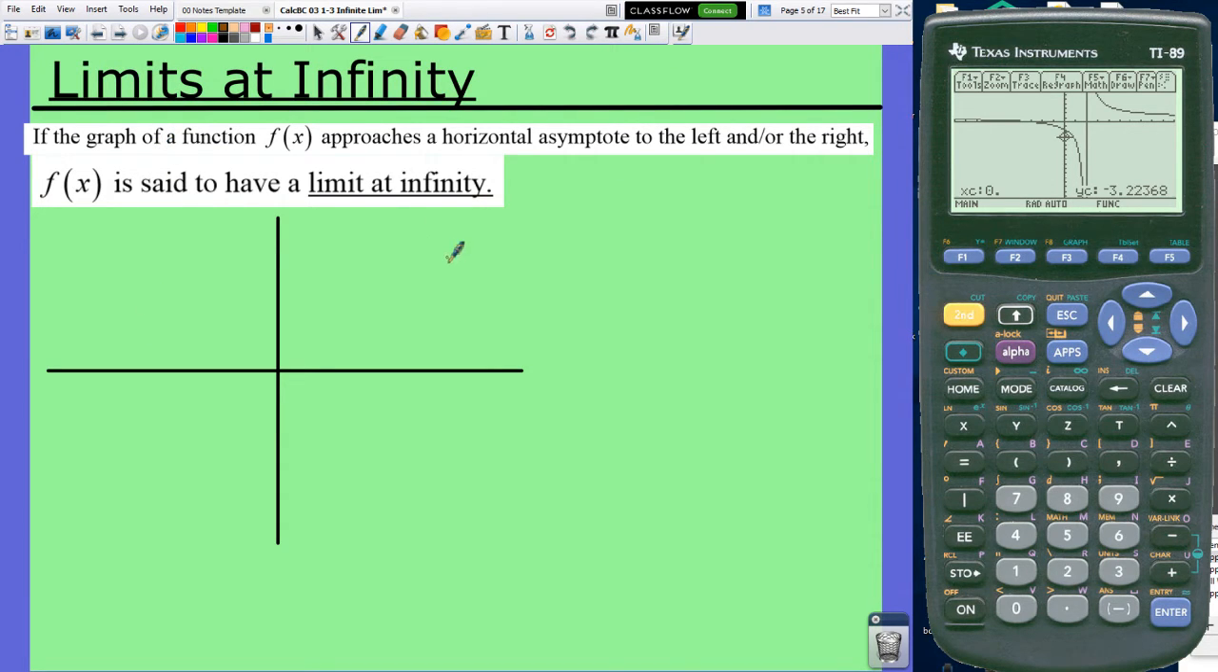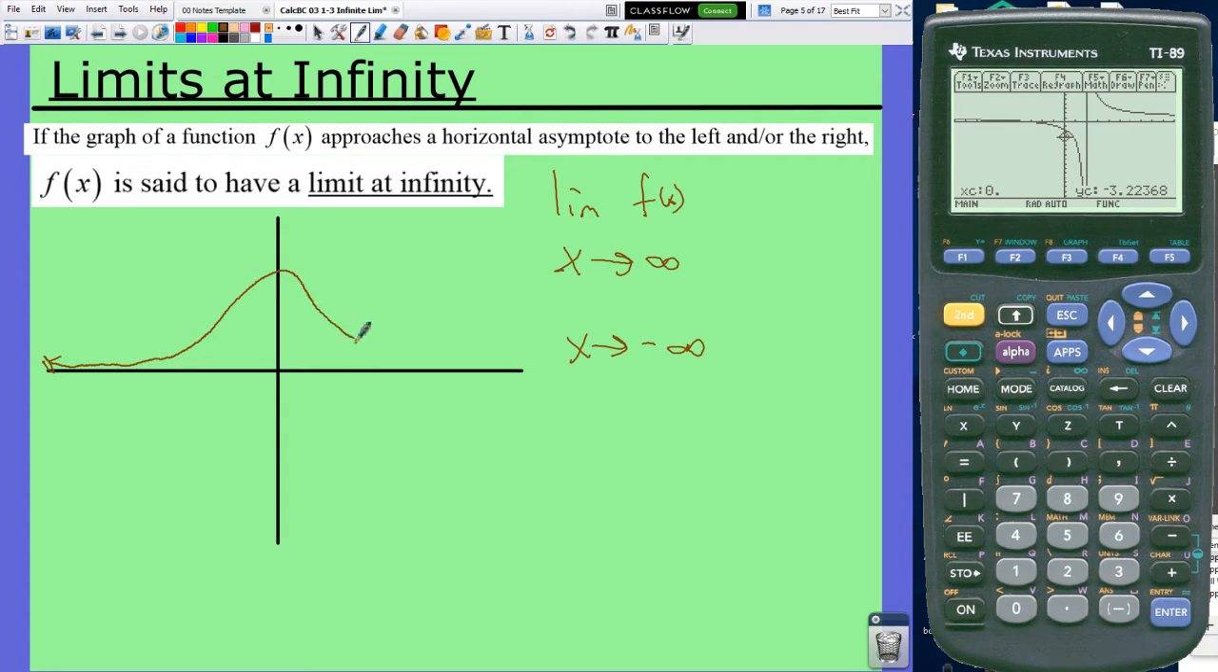So, limits at infinity. That was limits going to infinity. But sometimes we want to take limits of a function f of x as x is going to infinity, or x is going to negative infinity. Sometimes those approach a number, and sometimes they approach infinity. And here's what a graph of that would look like. You might have seen a function that looks something like this.